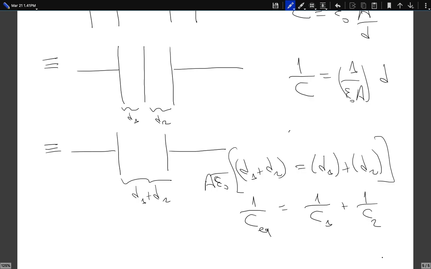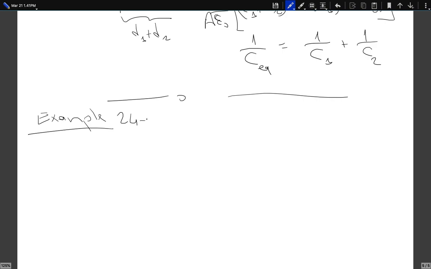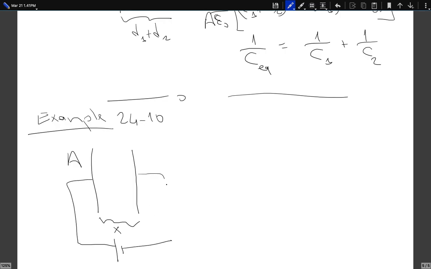Now, in one of the questions, this is example 2410. So you have a parallel plate capacitor, plates having an area A, and their separation is X, and they are both connected to a battery, which provides a voltage difference V.